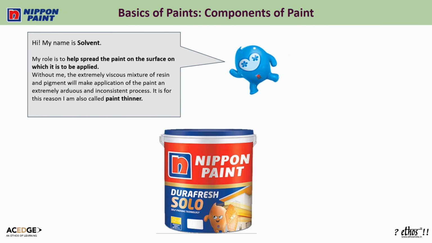Hello, my name is Solvent. My role is to help spread the paint on the surface on which it is to be applied. Without me, the extremely viscous mixture of resin and pigment will make application of paint an extremely arduous and inconsistent process. It is for this reason I am also called the paint thinner.